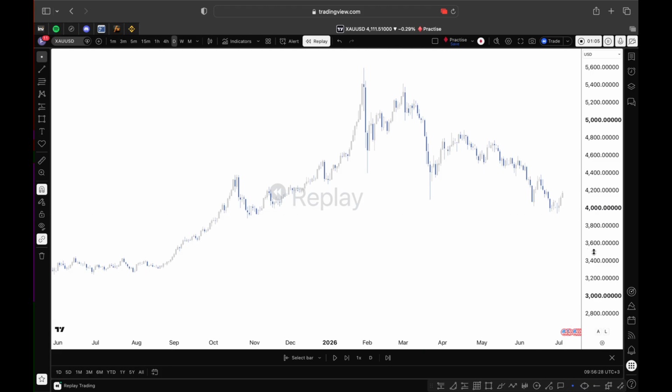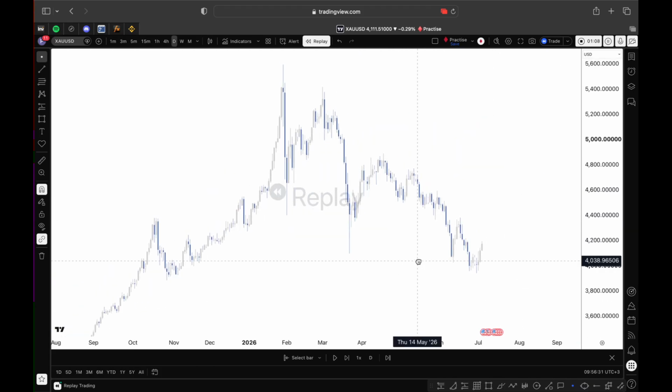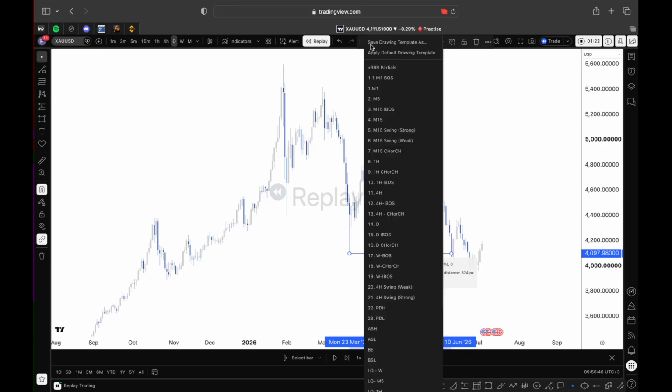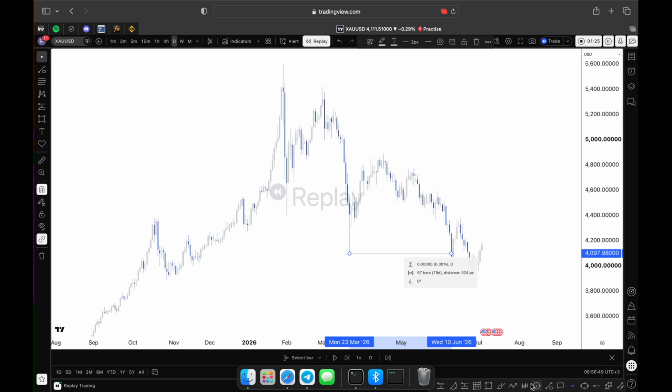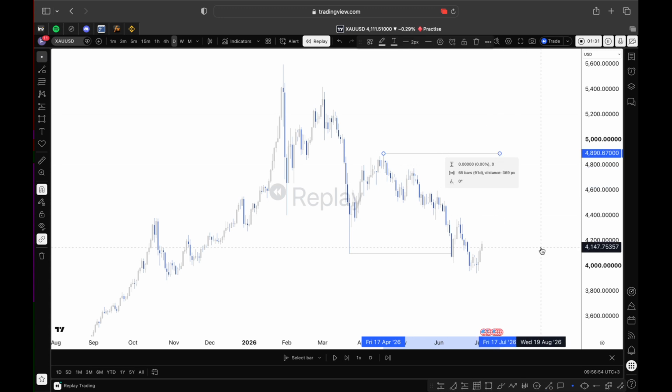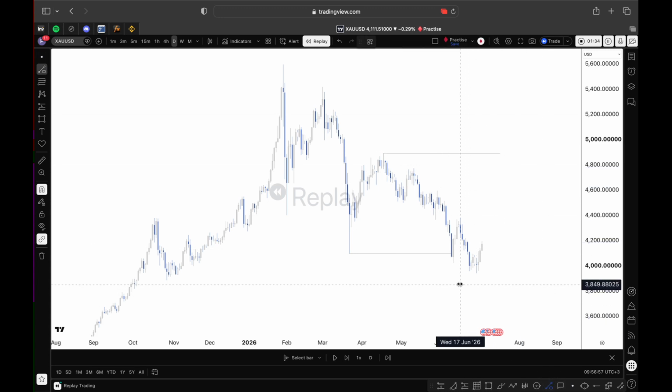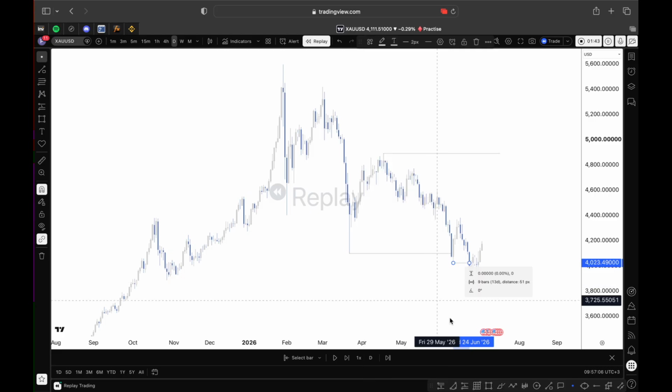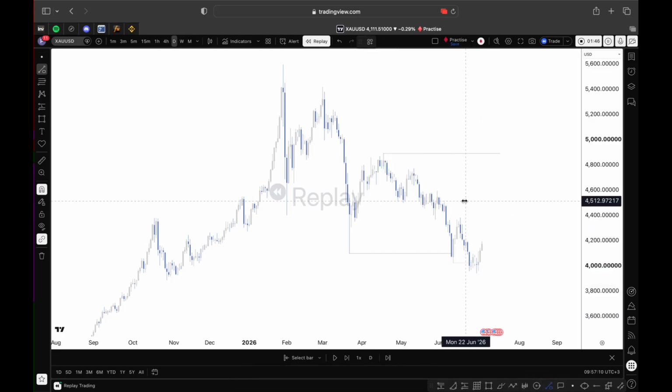So I'll keep my swing internals and everything based on how I shared my markup on the Telegram channel. So this has been my current swing on the daily time frame. That's the last daily break of structure. This being another strong swing high. This was my last internal break of structure there. And after that, this was my strong internal.